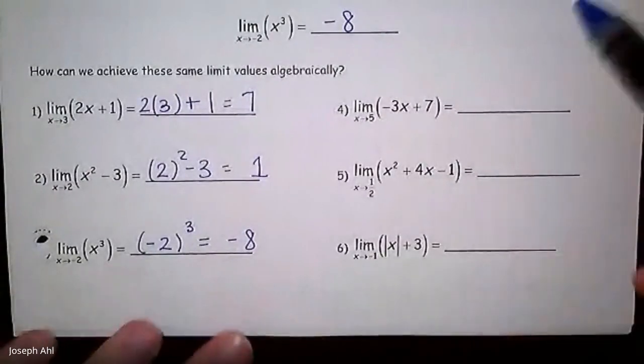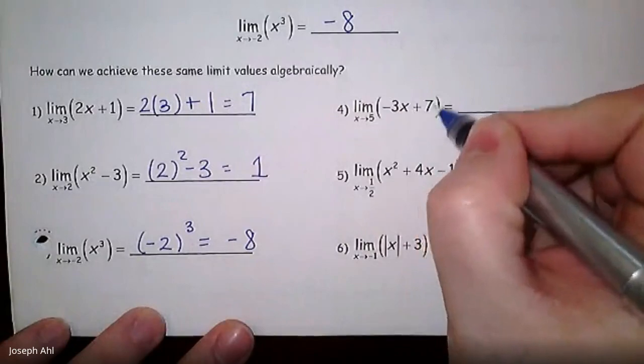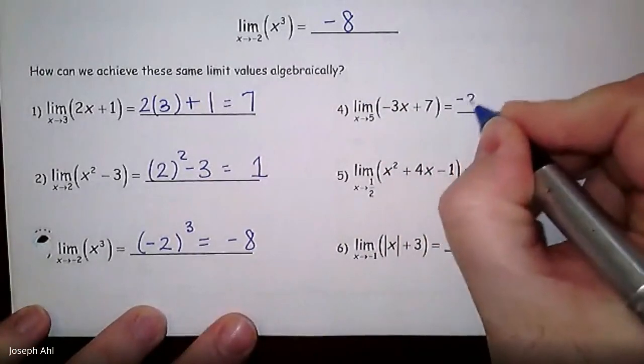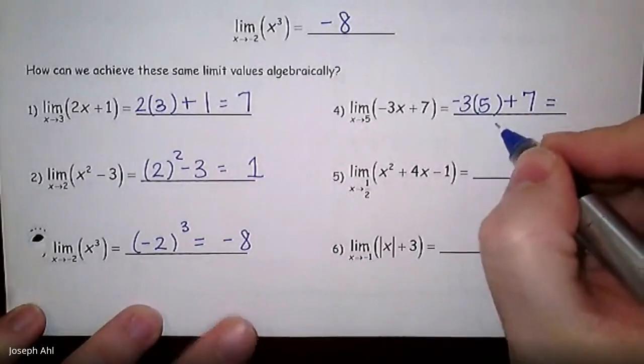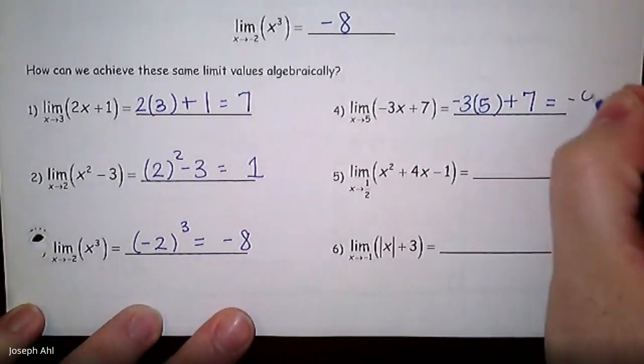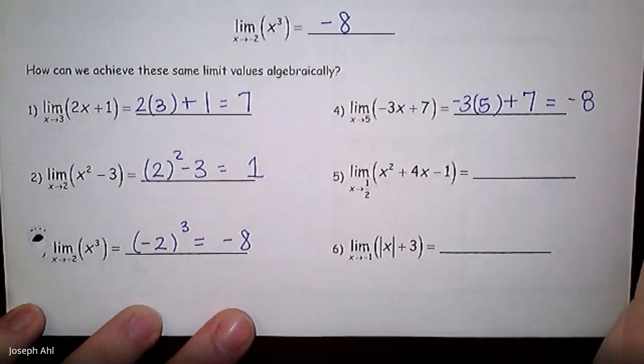All right, let's move on to the other column because we haven't done these yet. Limit as x approaches 5 for this function, negative 3x plus 7. Just a quick plug in here. This is really quick to evaluate on the calculator or something like that, but negative 15 plus 7 is negative 8 as the answer.